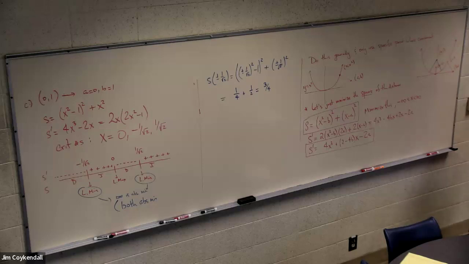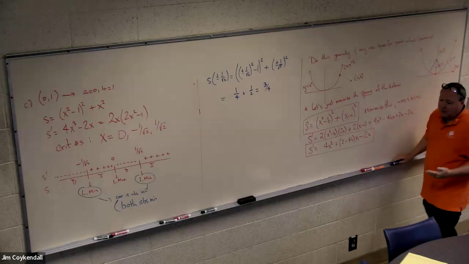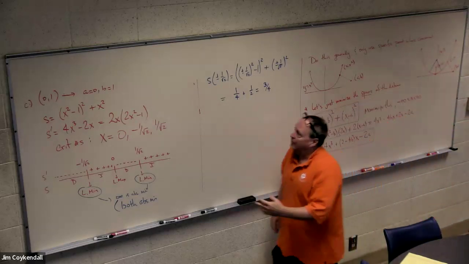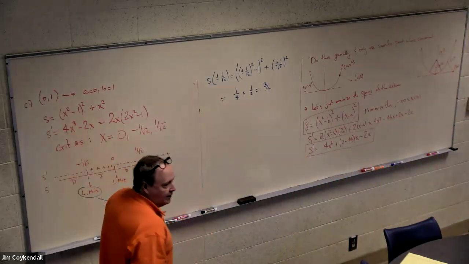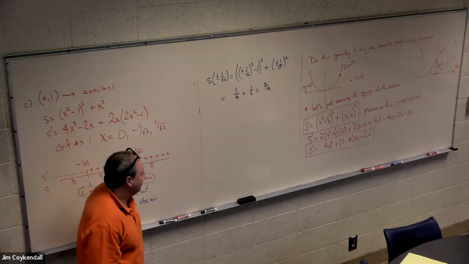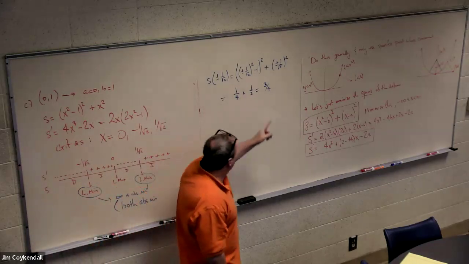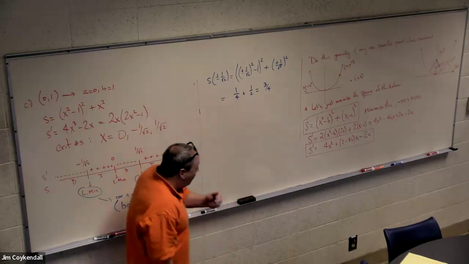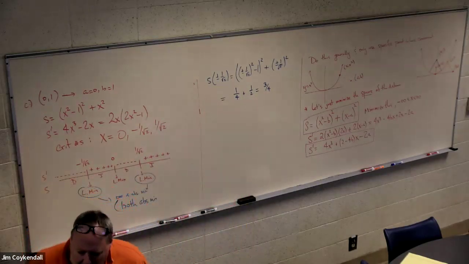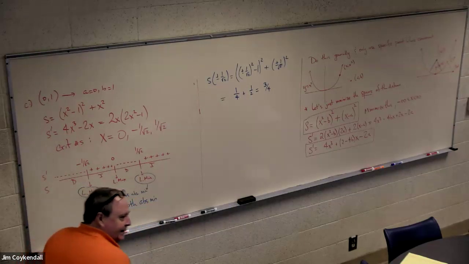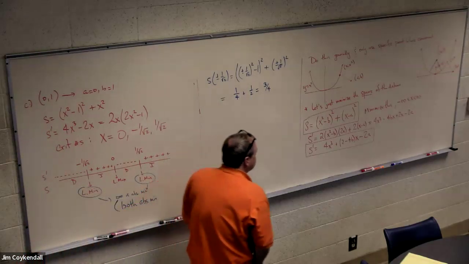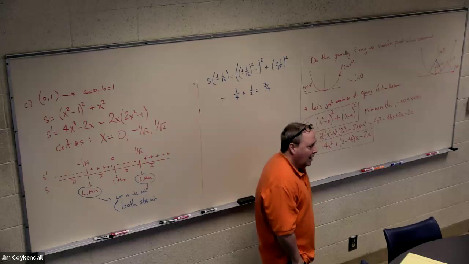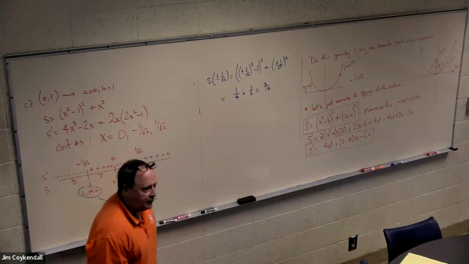So what's the actual minimum distance? I didn't ask that question, but what's the minimum distance from the point to the parabola? The square root of this, radical 3 over 2, is the minimum distance. Okay, everybody understand? Okay, other questions?